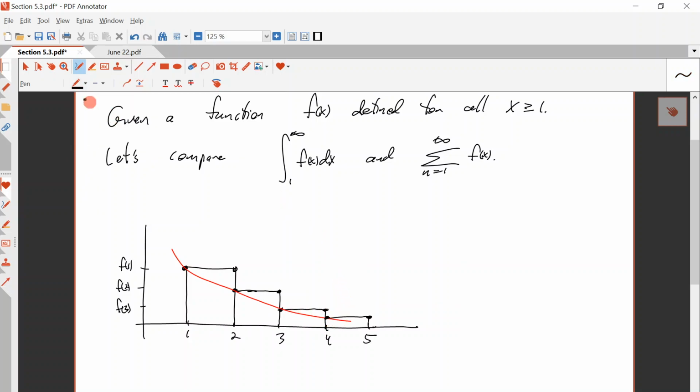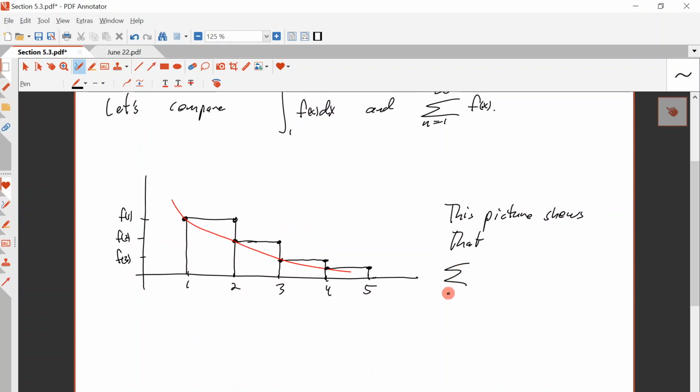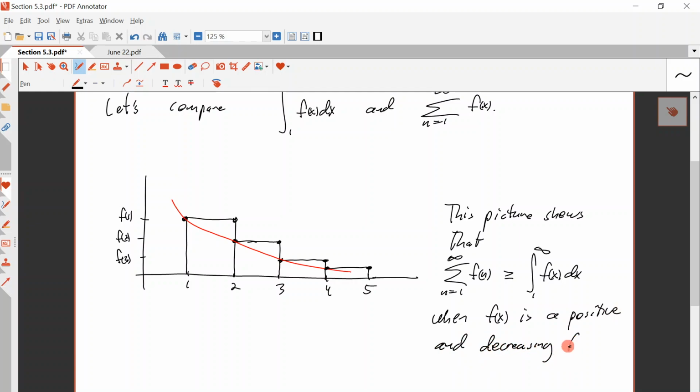So what does this picture say? Okay, this picture shows that, right, the sum n equals 1 to infinity f(n) is greater than the integral from 1 to infinity f(x) dx when f of x is a decreasing function. Positive and decreasing function.